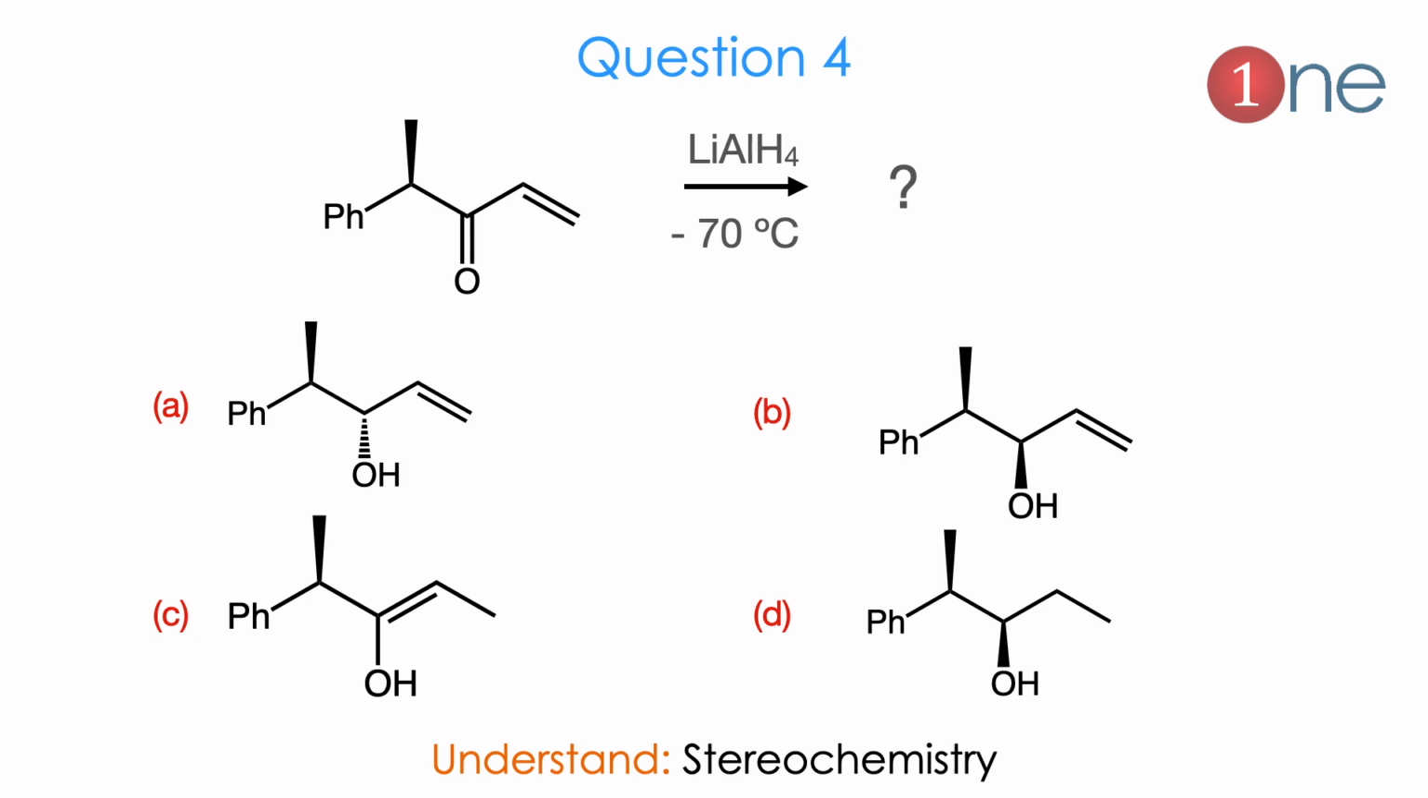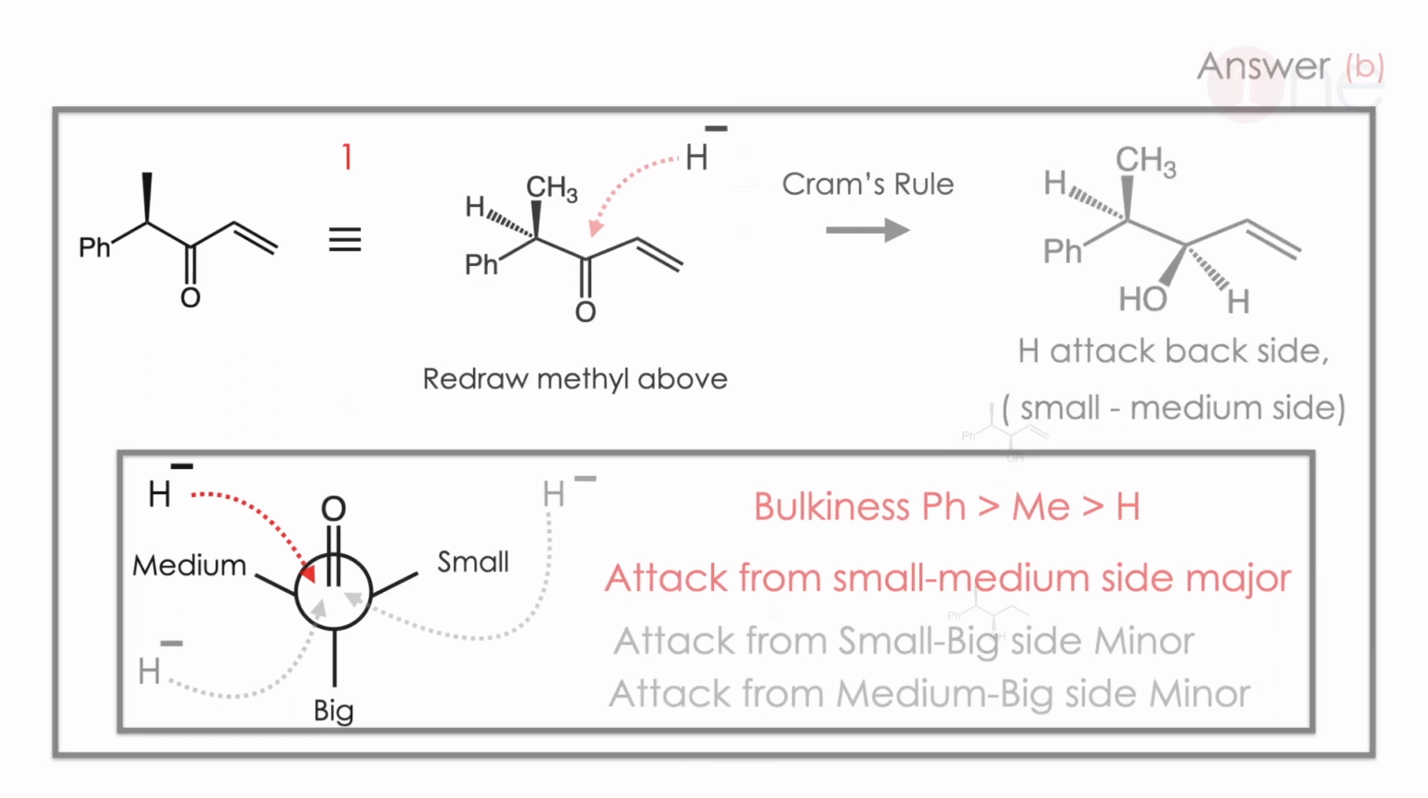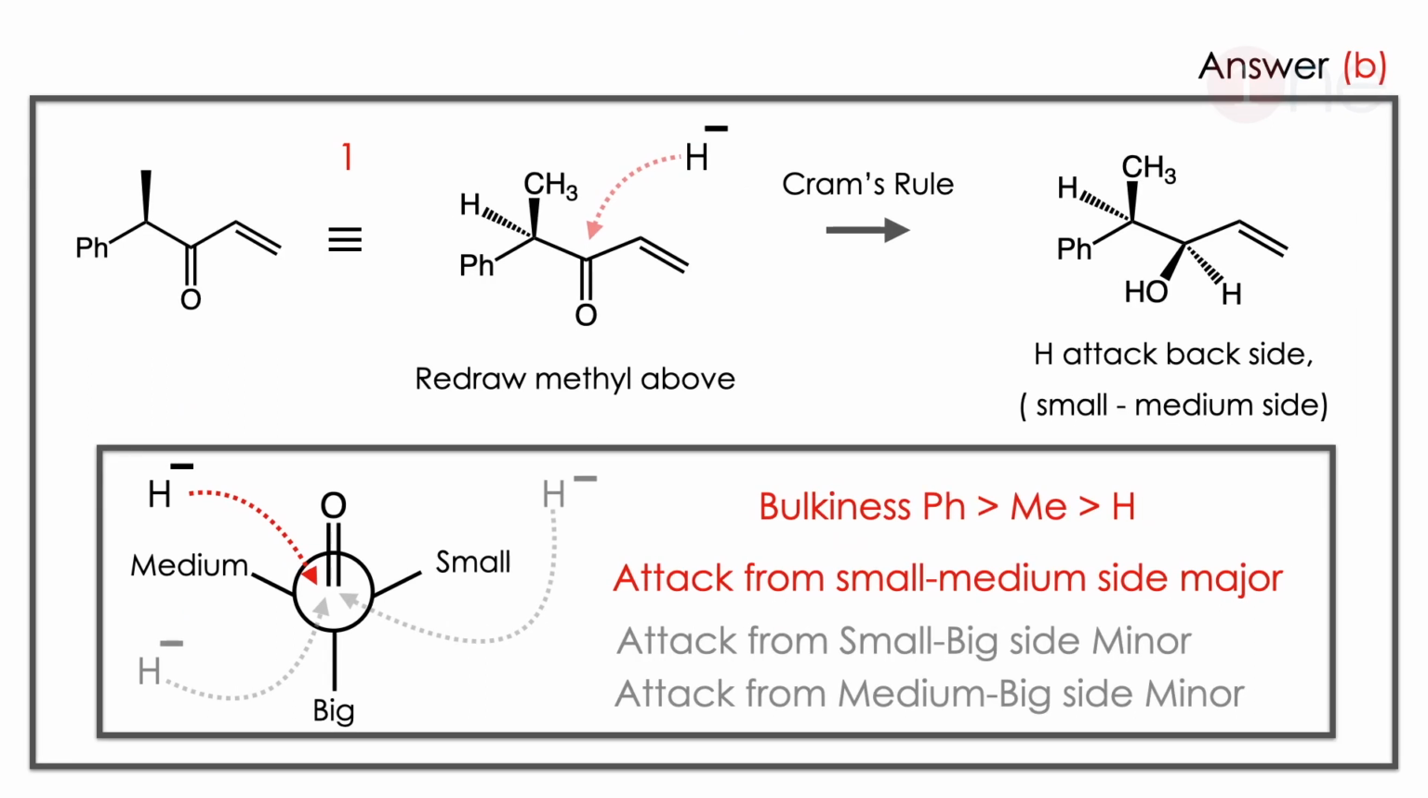Then the next question, which is on reduction. So where will the reduction happen? Here the double bond is there and the carbonyl group is there. Here are the four answers. You have to know whether the attack is stereochemical or whether the attack is selective. Where will the attack happen, at the carbonyl group or the double bond? So you should know both things. Let us see the mechanism.